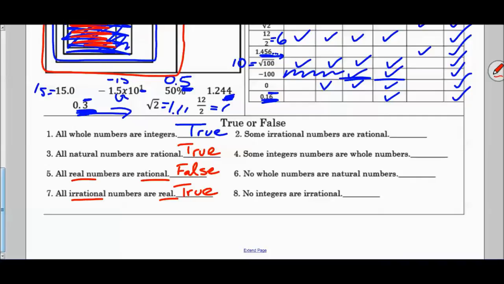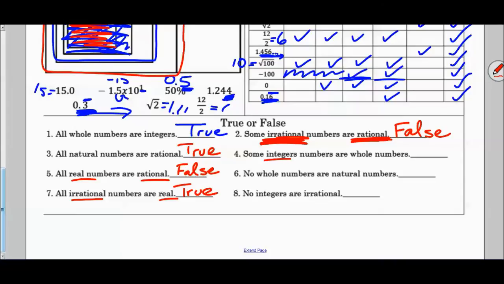Number 2, going back to number 2, some irrational numbers are rational. That can't be true. Those definitions are exact opposites. That's false. This is something that doesn't repeat and goes on forever. This is something that repeats or it stops. They have exact opposite definitions.